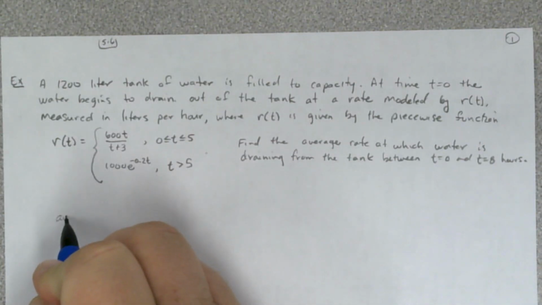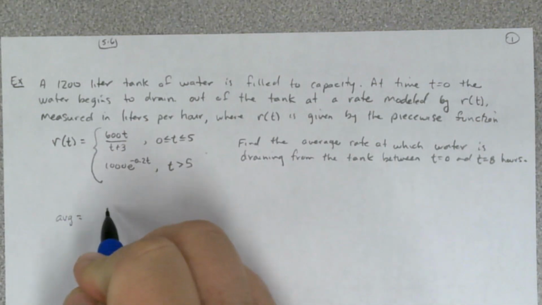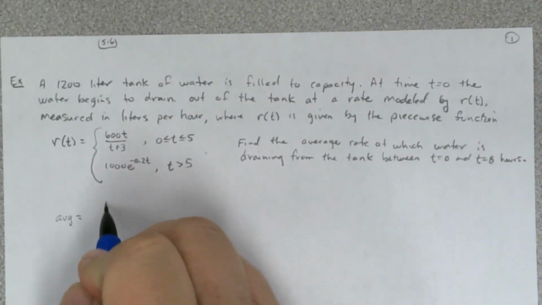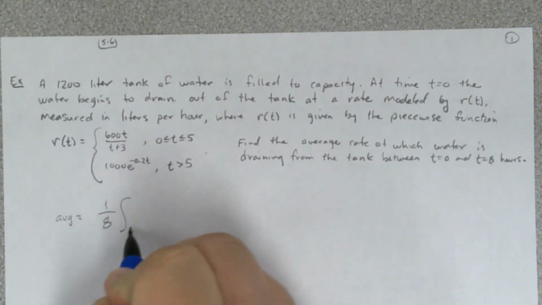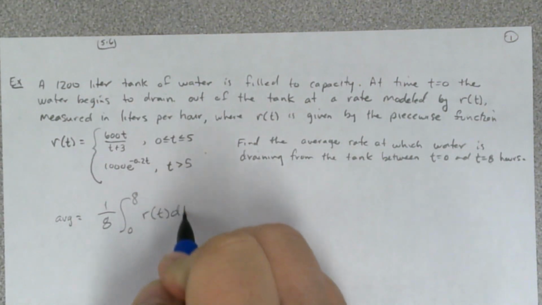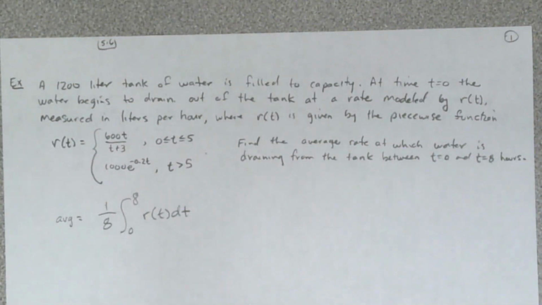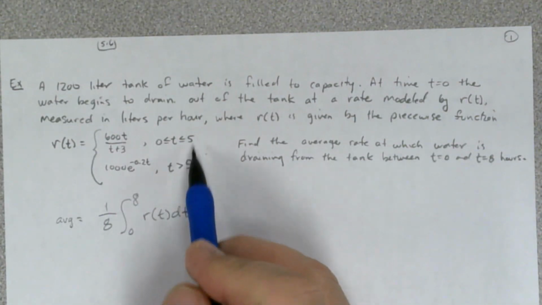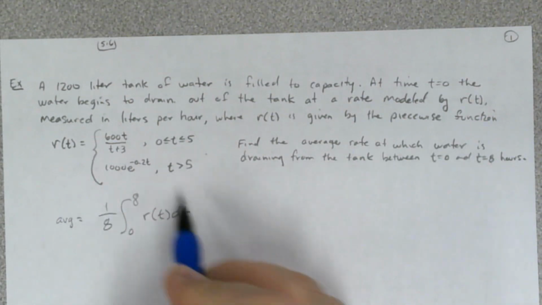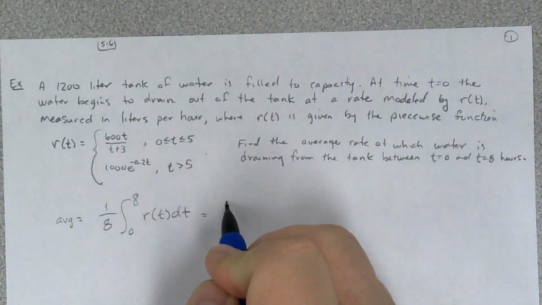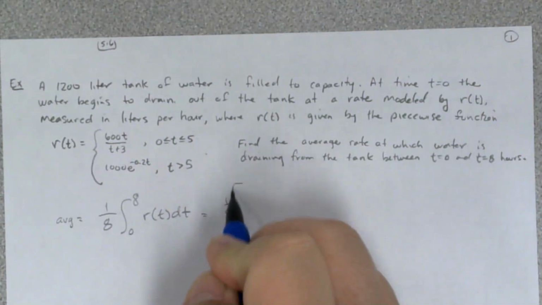So our average is going to be 1 over b minus a, which in this case is 8 minus 0. So 1/8 from 0 to 8, and it is going to be R of t dt. Now we have a piecewise function, so we have to do each piece according to the separating point, which is at 5. So we're going to split this into 2, where it separates at 5, and we're going to have the 1 over 8, and then we're going to split this integration.